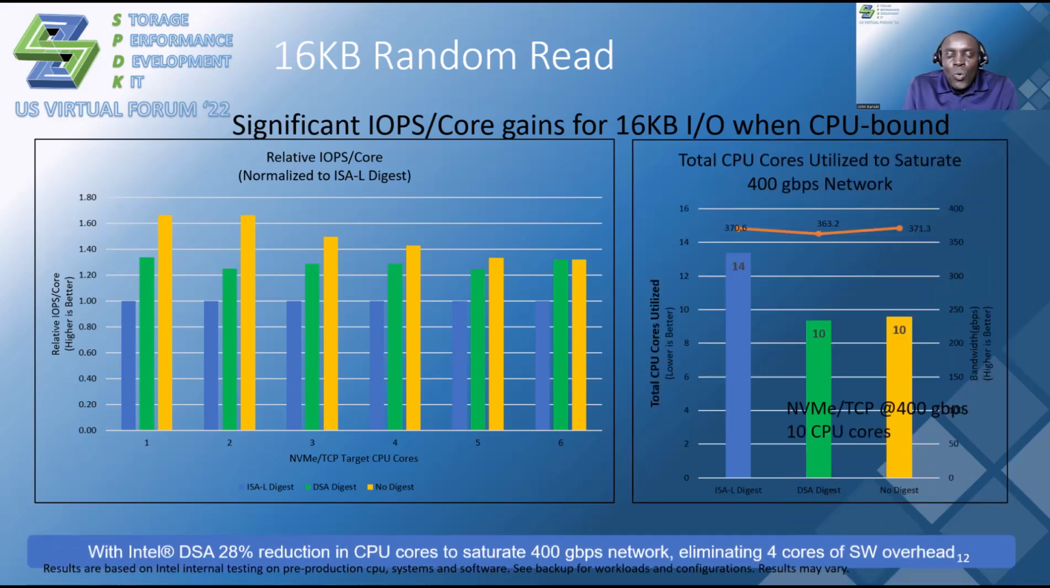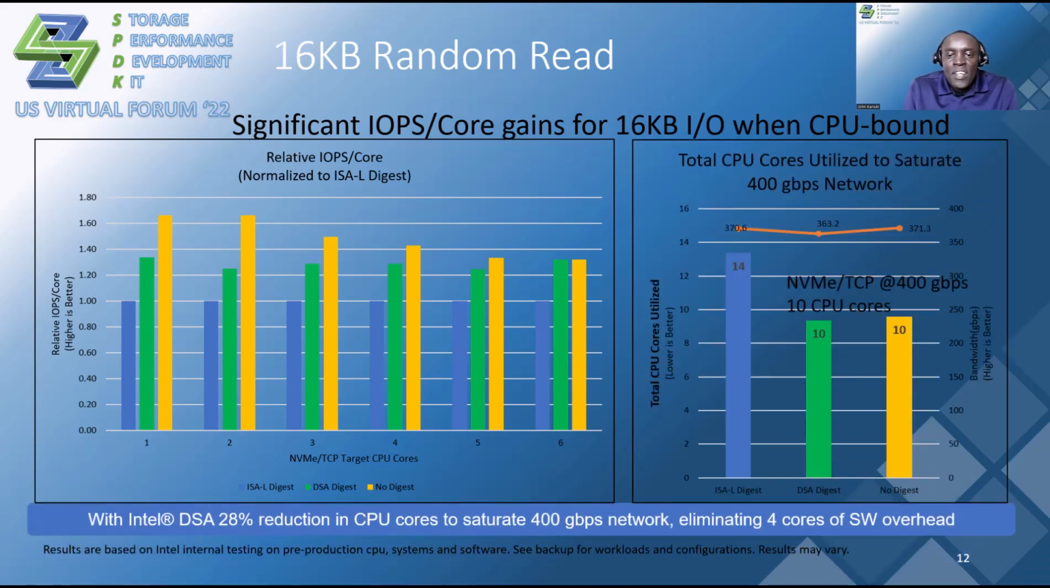And as a matter of fact, when we measure the actual number of CPUs that were needed to saturate the 400 gig network for the 16K random read workload, we're seeing that it takes the same number of CPU cores when we have the data digest enabled and use DSA versus when we don't have the data digest enabled at all. So on this graph here on the right, as you can see, it took 10 cores to saturate that 400 gig network when we offloaded that data digest calculation to Intel DSA. And that was the same number of cores that it took to saturate the network if we skipped that data digest computation completely in the first place.